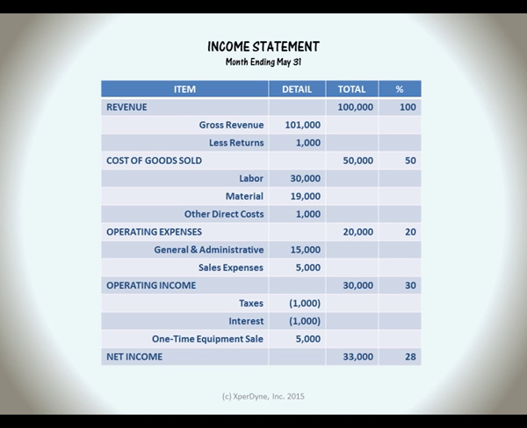Depending on the preparer, financial report formats may differ, but still contain similar elements. Transcribing data from the previous worksheet, the income statement shows revenue, cost of goods sold, operating expenses, operating income, and net income. The primary difference between the worksheet and the income statement is the inclusion of detail and percentage of revenue columns. It also identifies the reporting period, May 1st through May 31st.